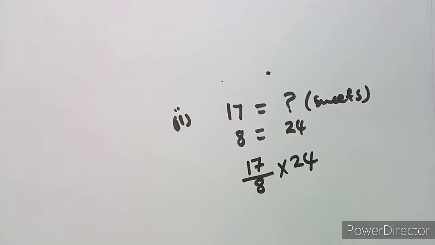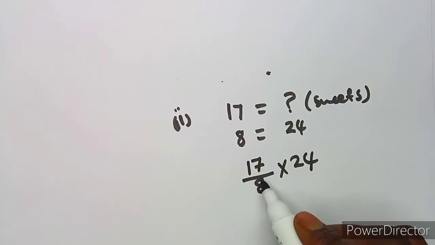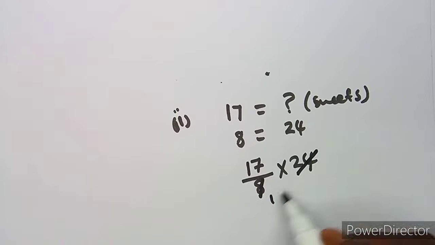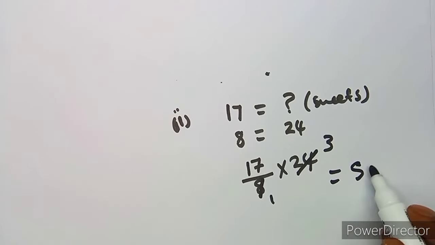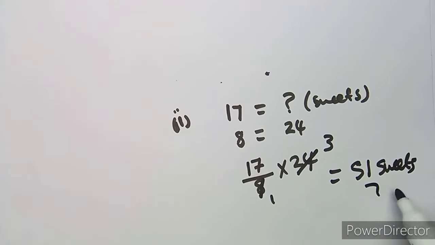If that be the case, what you want is the one that you're going to write on top. So it's going to be 17. As usual, 8 is 1. 8 into 24 is 3, so you're going to multiply, which is going to be 51. 17 times this, guys, is what? 51. Which means all of them share 51 sweets all together. So that's what we had in this case.